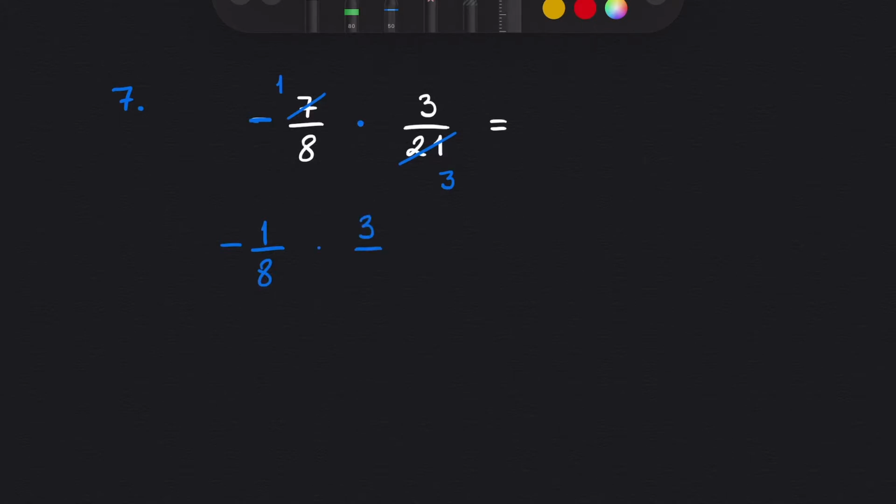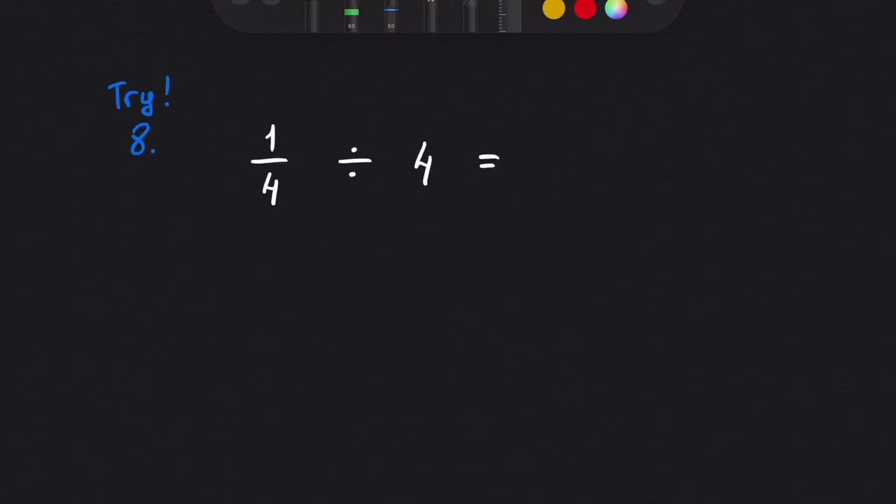And here we see that we can simplify those 3's. So we're gonna get negative 1 over 8. So don't forget the negative sign. That's really important. Now try this one on your own. Pause the video. Okay? So this actually can be written like this: 1 over 4 multiplied by 1 over 4. And our answer is gonna be 1 over 16.